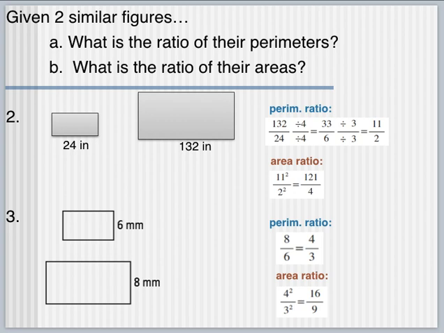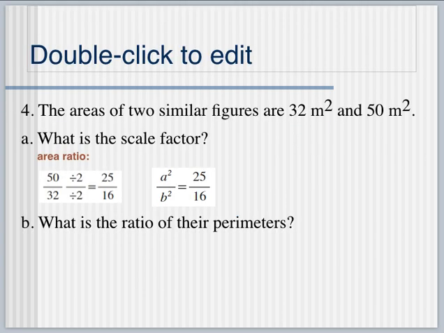Now, this rule about the ratio of perimeters and areas has some really useful implications. For example, you can start with knowing the area of two similar figures and work backwards to reverse engineer what the scale factor was. So here they tell me that the area of two similar figures is 32 square meters and 50 square meters.